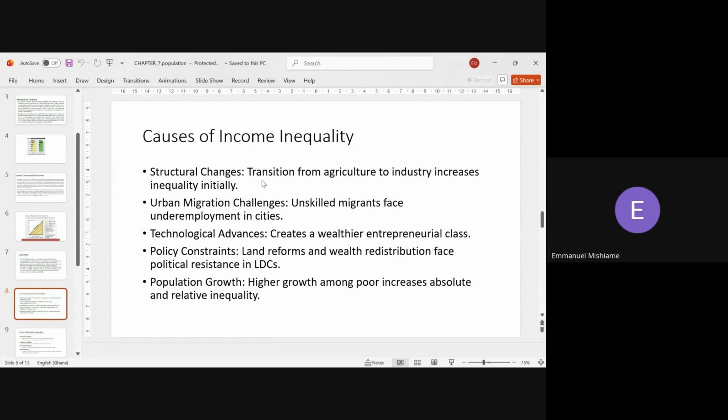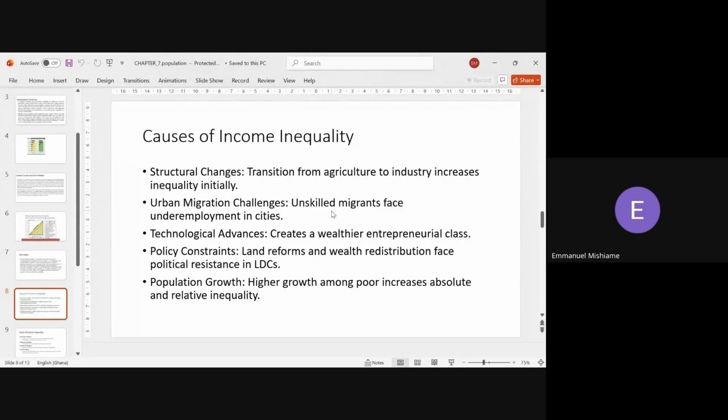Now, the second one looks at urban migration challenges. Skilled migrants face underemployment in the cities. So people moving from rural areas to urban areas also face this issue. This creates inequality because you are moving from your area to a different area, and you create two situations. One, you are not skilled enough to work wherever you are going to, which means that you'll be employed in a sector that does not really have a value for the skills that you have.